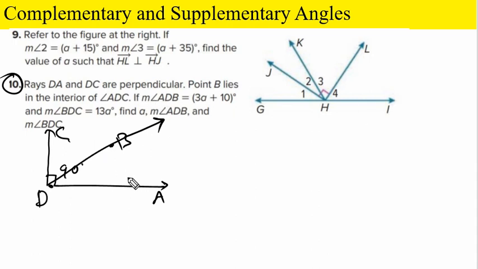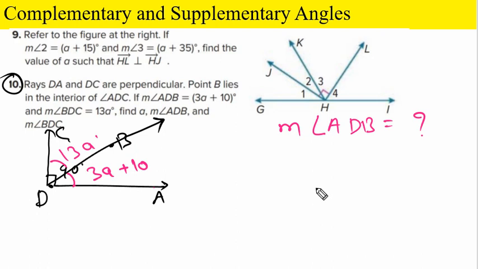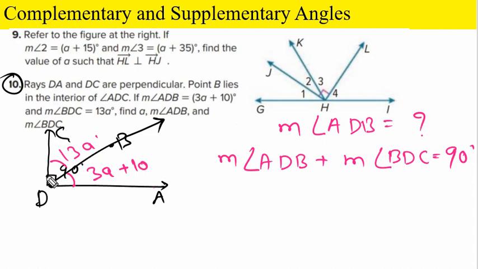Now angle ADB is 3a plus 10 degrees. BDC is 13a. It is asking you to find the angles ADB and BDC, right? So it's simple again. Measurement of angle ADB plus measurement of angle BDC is equal to 90 degrees, because they are perpendicular. Now 3a plus 10 plus 13a is equal to 90.